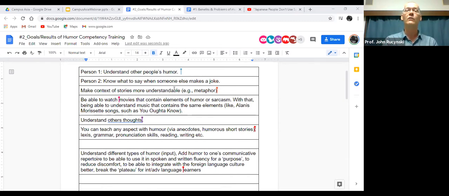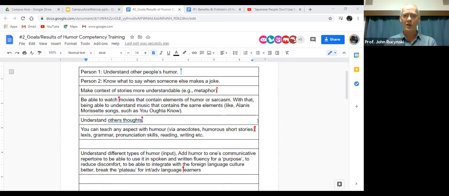Make context of stories more understandable. Yeah, so metaphor or creative language is also a part of humor. Be able to watch movies that contain elements of humor or sarcasm. Yeah, because I'll have to check this, but I wonder, when we get subtitles for movies in Japan, I think we often miss the nuance. So it would be interesting to study. I haven't studied this, but do they catch all the sarcasm, or is it very literal? Because many subtitles are missing nuance.